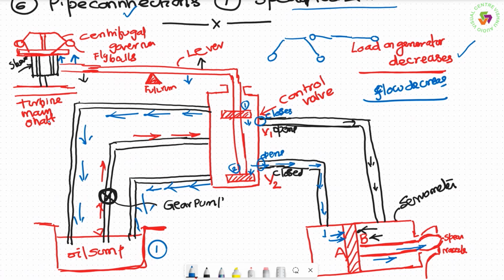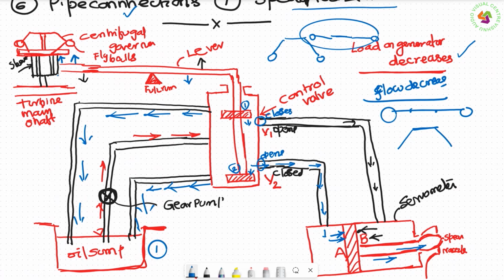When the turbine speed is more than the normal speed, naturally what will happen when the turbine speed increases beyond normal speed? The fly balls of the centrifugal governor, which is connected to the turbine shaft, naturally start opening up. When they open up, this is the position it looks like. The balls which are initially like this move up like this. So when they move up, they push the sleeve upwards.